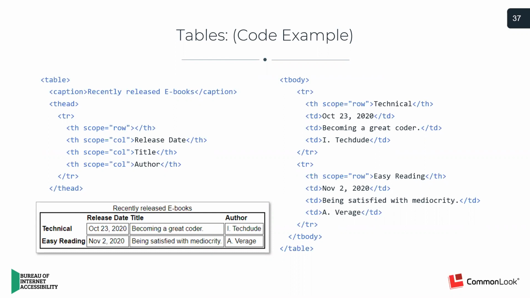So on the left side, we're operating a T-head row, the very first row, and that provides headings for all of the columns beneath it. So when it provides headings for columns, we provide an attribute scope equals col. And when you have a heading that's describing a row, we provide a scope equals row attribute.